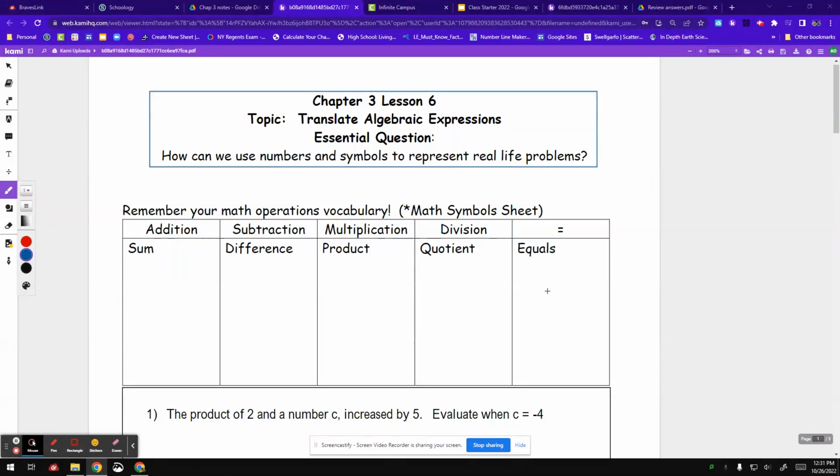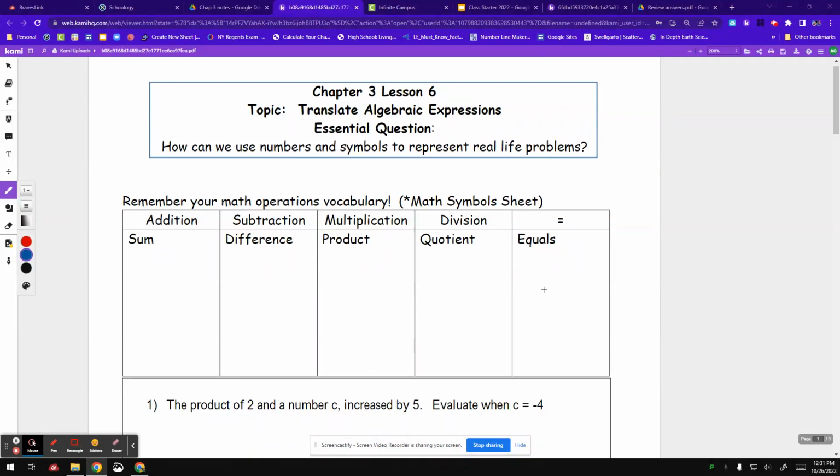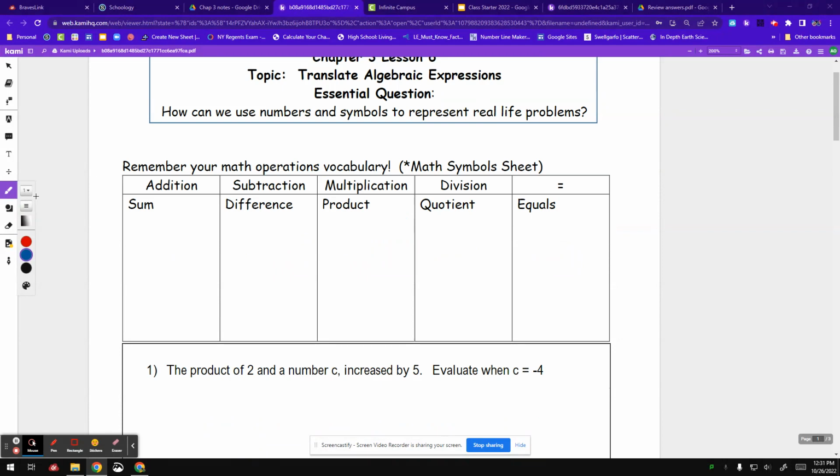We are at lesson 6. We're going to translate algebraic expressions. We've been doing a lot of work with expressions, distributing, combining like terms, substituting and solving, getting an answer. But today we're going to do some translating. And in order to translate, we need to know what words mean in math, because remember, math is a language and these words tell us to do something.